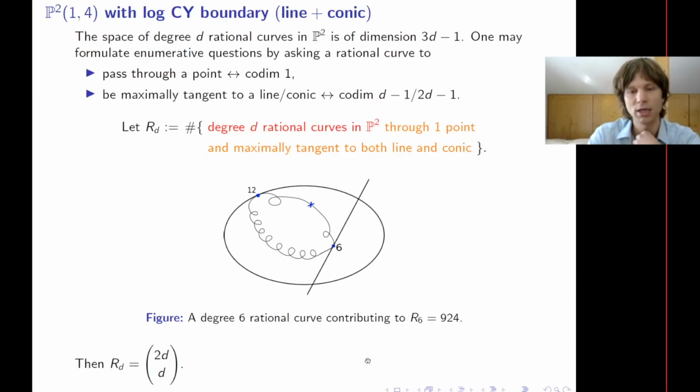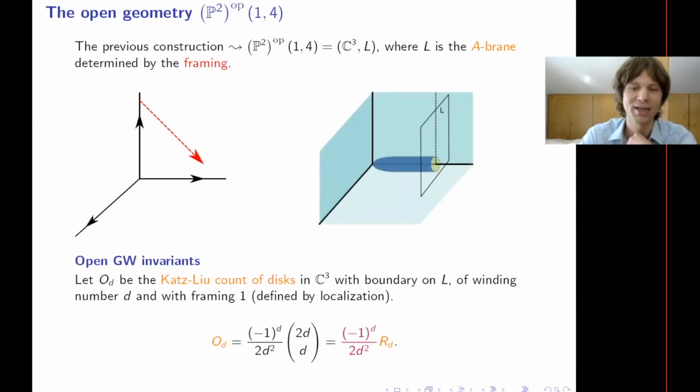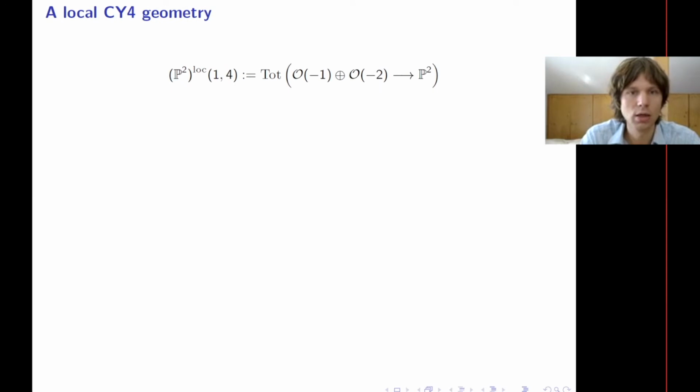And if you compare this with what we had before, a priori there's no reason to expect there to be a relationship, but you find that O_D and R_D differ by a factor of a sign divided by 2D squared. And it's not an accident. So basically one of the first results we show is that exactly that relationship holds true for all cases. And then we generalize this to higher genus.